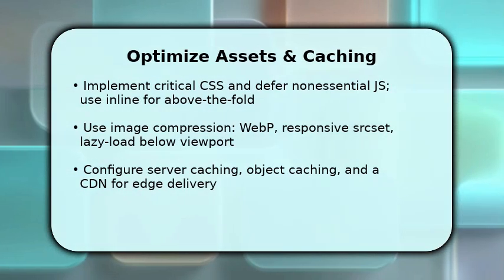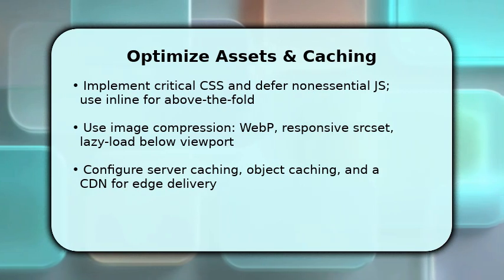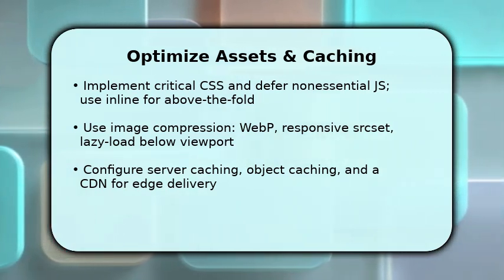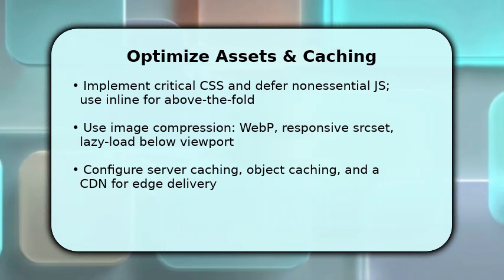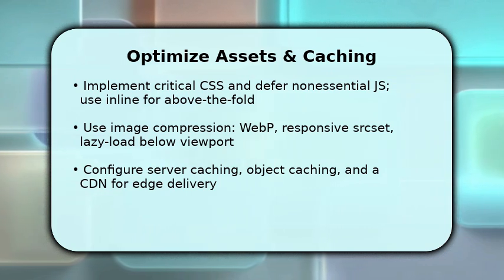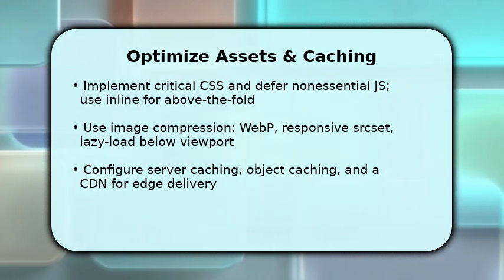You now tackle the heavy lifting. First, extract critical CSS for above the fold and load the rest async or deferred so render blocking resources drop. Next, convert and compress images to WebP, add responsive srcset, and lazy load off-screen images to cut bytes.